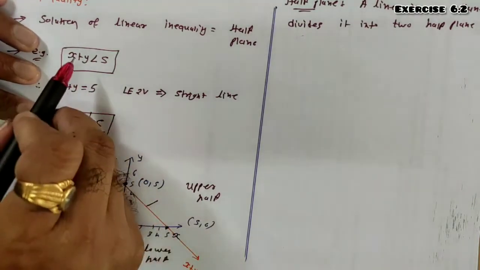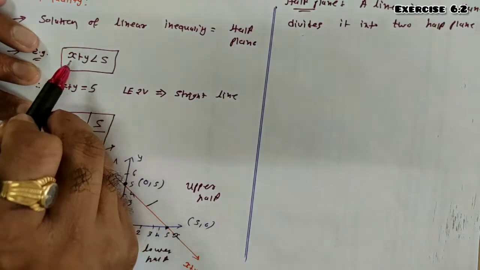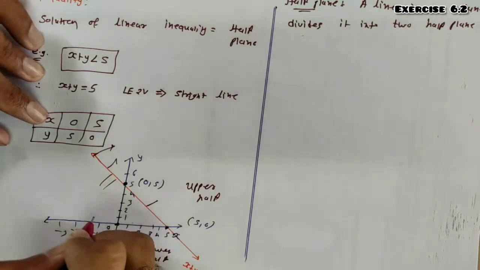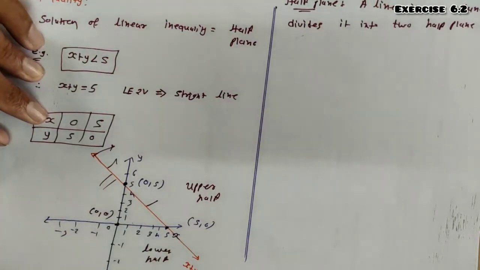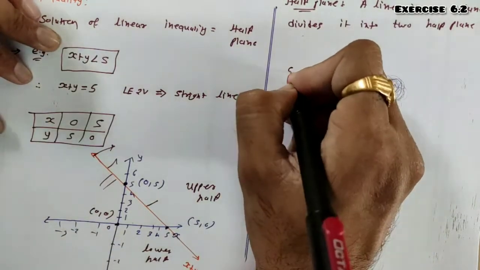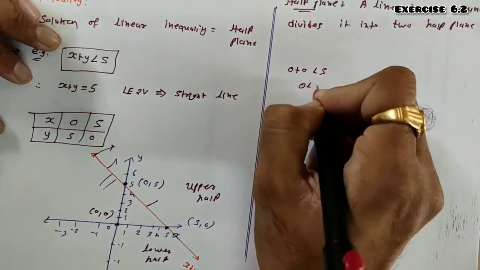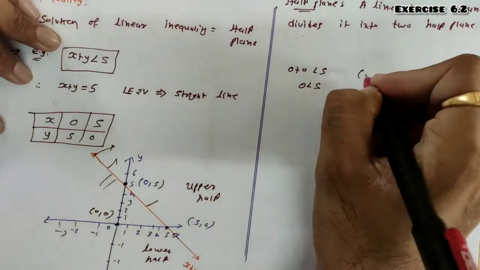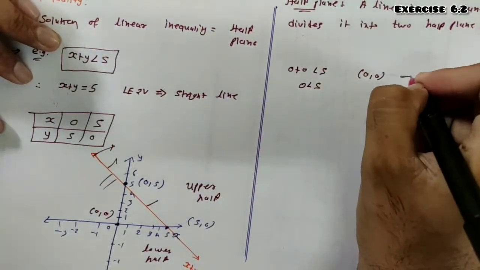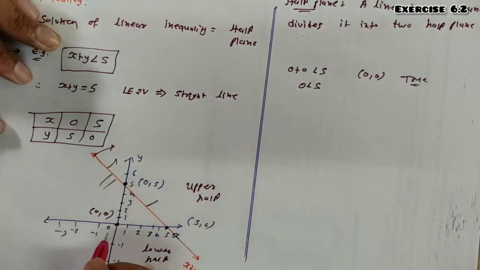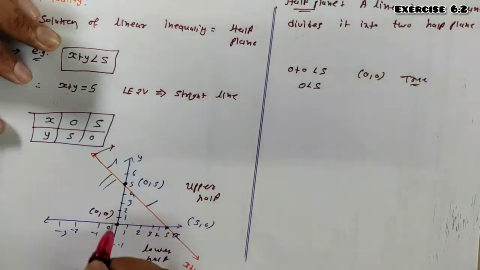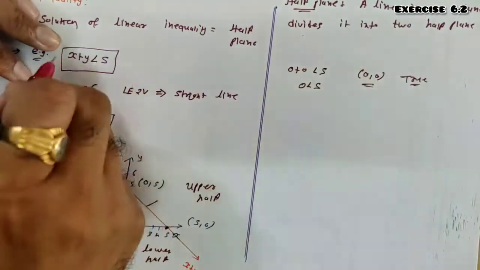But here we have to find the solution of this linear inequality. So x plus y is less than 5. Consider one point, suppose we are considering the origin, 0, 0. Now put the value of x equal to 0 and y equal to 0 in our inequality. Then 0 plus 0 less than 5, so 0 less than 5. So for the origin, we can say the inequality statement is true. So this point solves this inequality. So 0, 0 is a solution of this inequality.